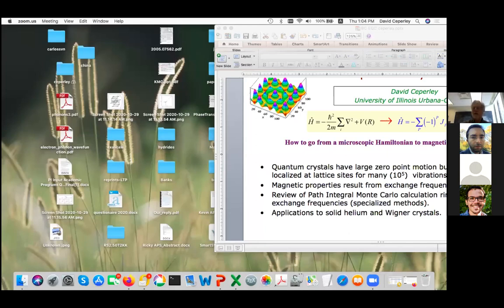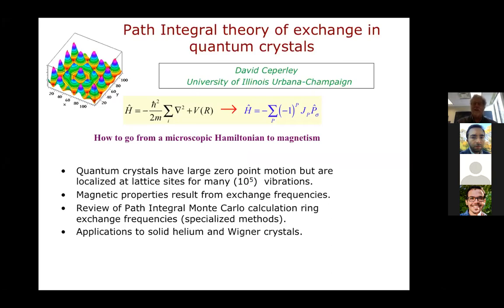Actually, I'm going to talk about something a little bit different than you said. I think I sent you this abstract, but perhaps you didn't look at it. I'm going to talk about path integral theory of exchange in quantum crystals, not superfluids. It's a bit of an old subject, but I thought it's maybe not as recognized as it could be. I think it's a very nice theory that I'm going to explain how you do numerics on it.